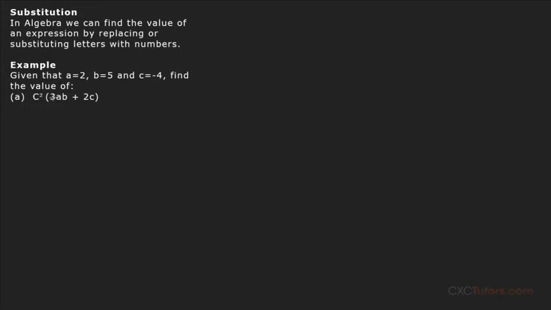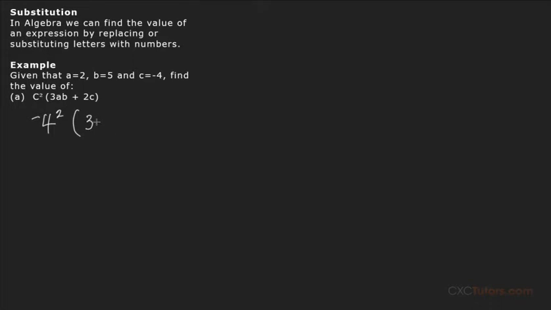For instance, suppose we are given that A is 2, B is 5, and C is minus 4. What would the value of C squared times (3AB plus 2C) be equal to, as shown? Now, since we know the value of A, B, and C, we're going to replace these letters with their corresponding numbers. So C, which is minus 4, becomes minus 4 squared, and then we put our bracket, 3 times the value of A, which is 2.